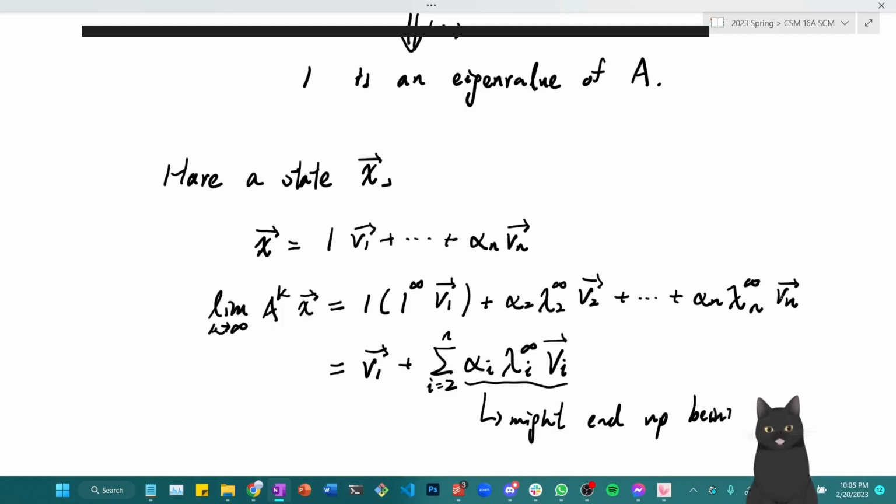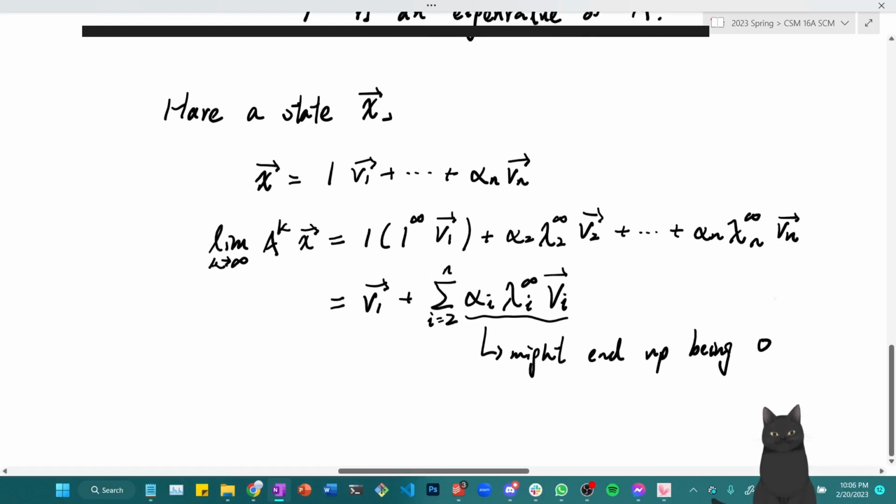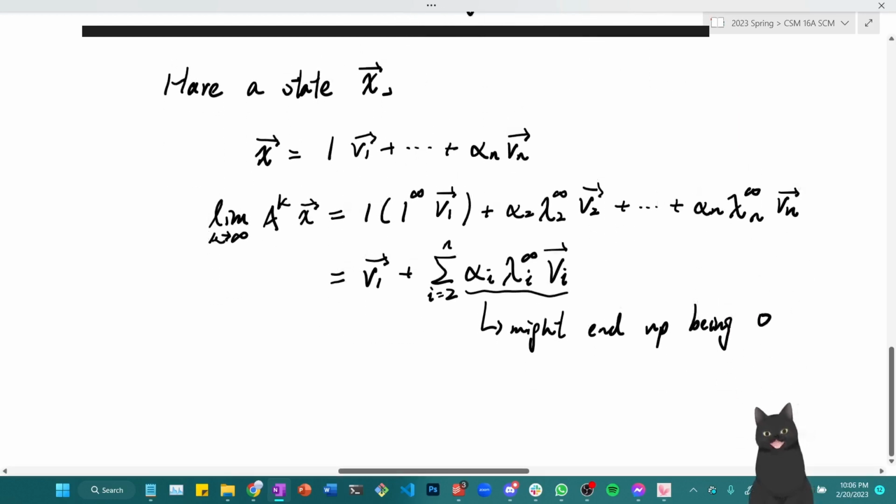So if we have an eigenvalue of 1 and we have a corresponding eigenvector as a component of the initial state, then we'll see that the steady state will at least not be equal to the 0 vector because we still have a vector v1 in here. Well, what if v1 is 0? Unfortunately, eigenvectors cannot be the 0 vector. So we have a guarantee by definition that v1 is not equal to 0.